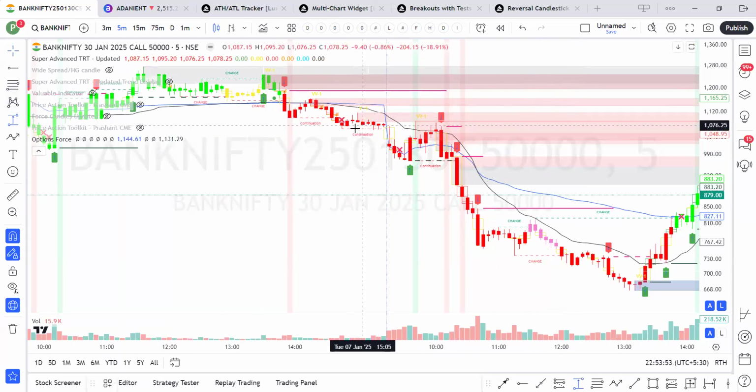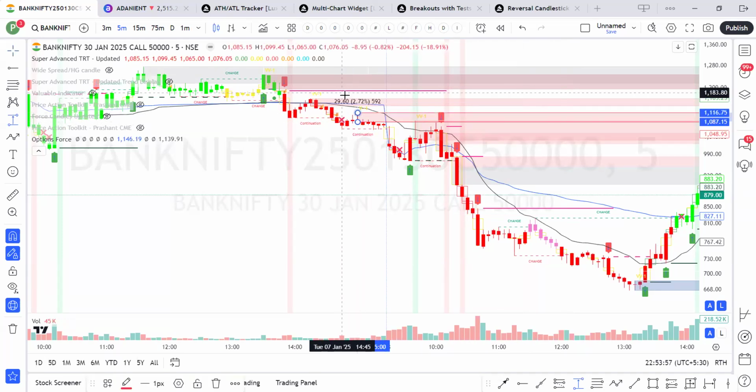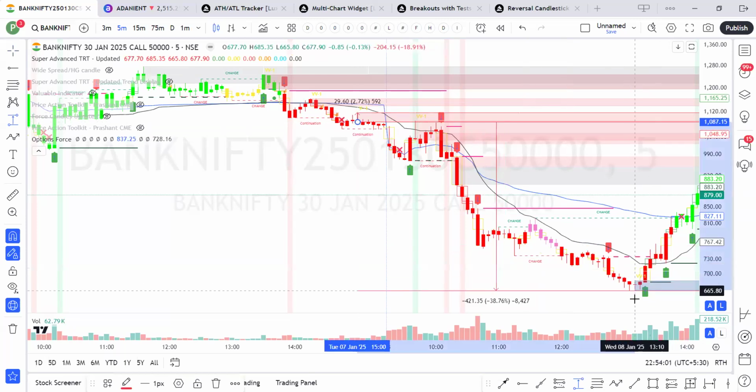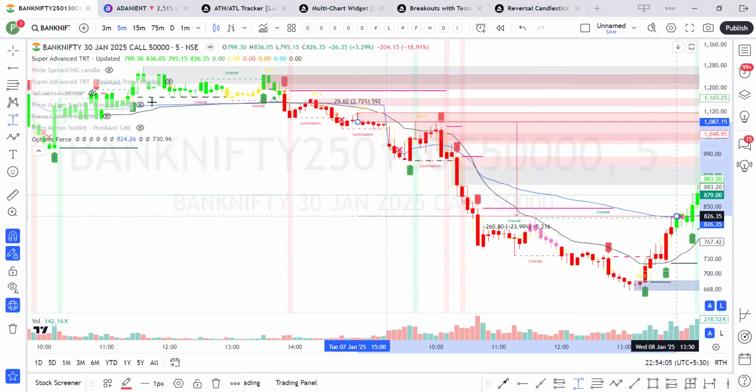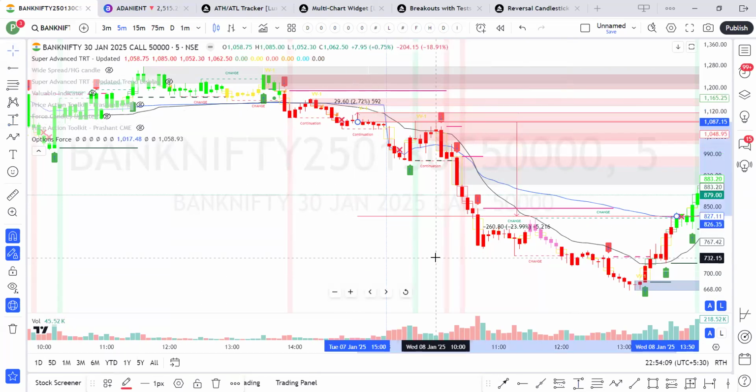What has it done? It went in this area. This is the selling area. Stop loss is just 30 points. How much has it gone down? It went down by 420 points. When the stop is hit, you are making 260 points. For a risk of 30 points, if you are making 240 or 250 points, it is 1:8.